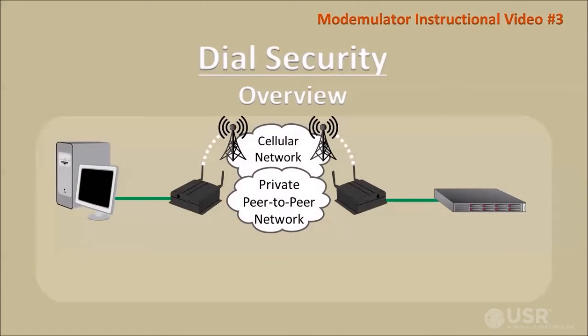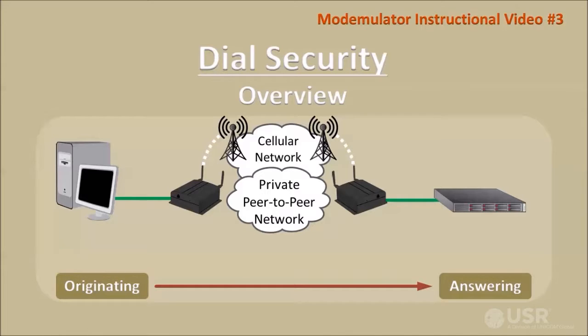In a modemulator data communications system, the user or application at one end uses a modemulator to originate a connection across the cellular network and through the modemulator at the answering end to the remote equipment or answering application. The user or application starts by sending a dial command to the originating modemulator.